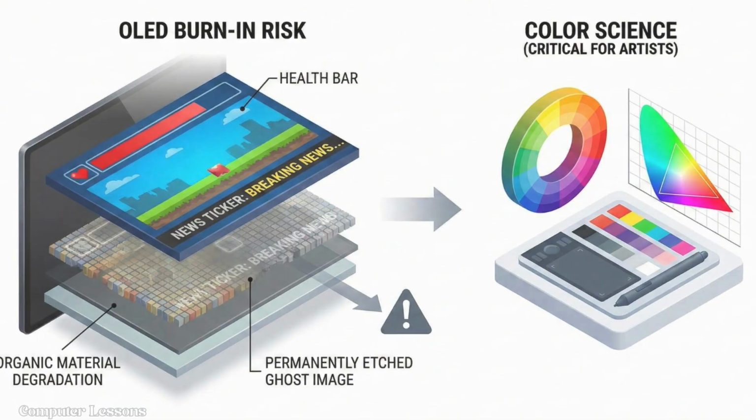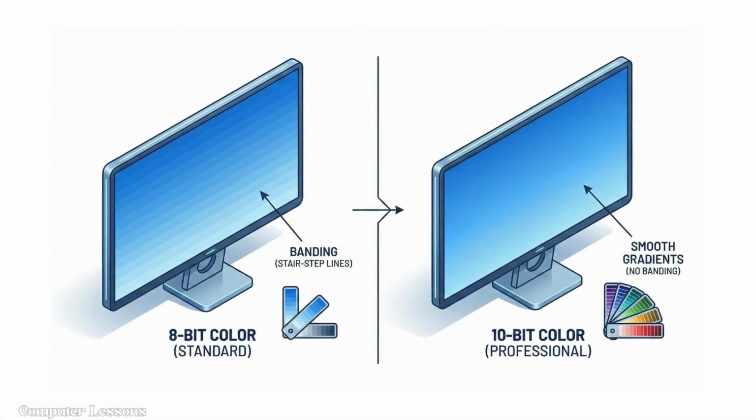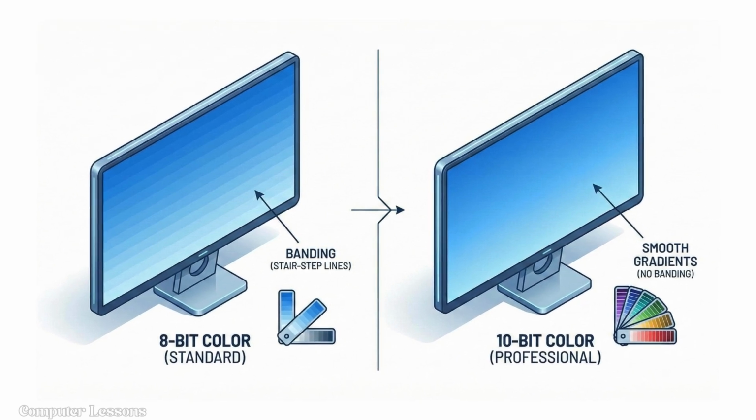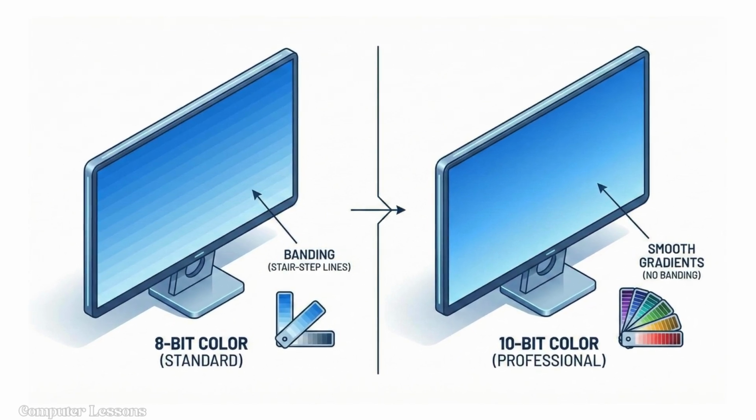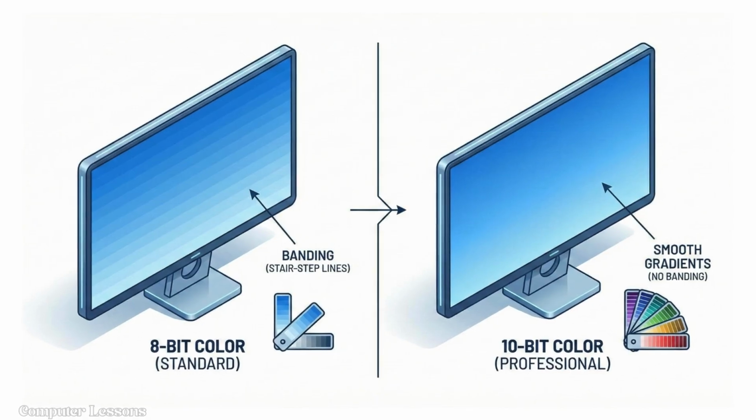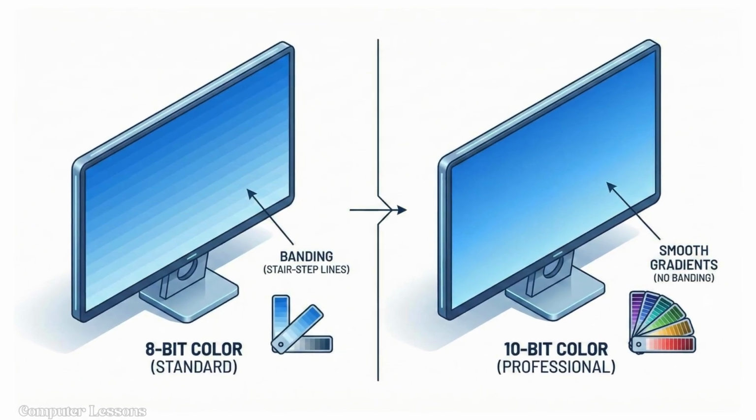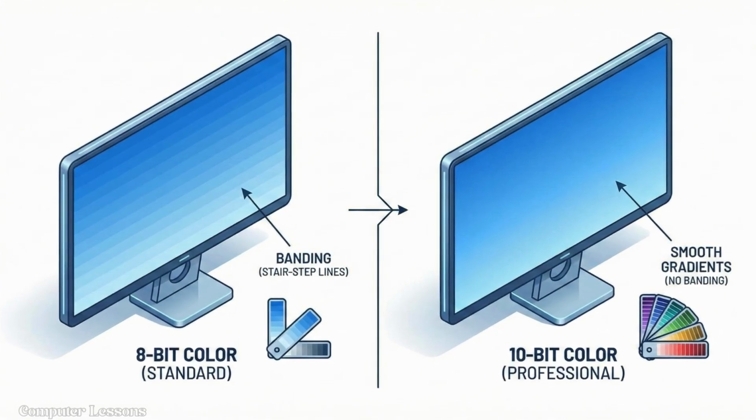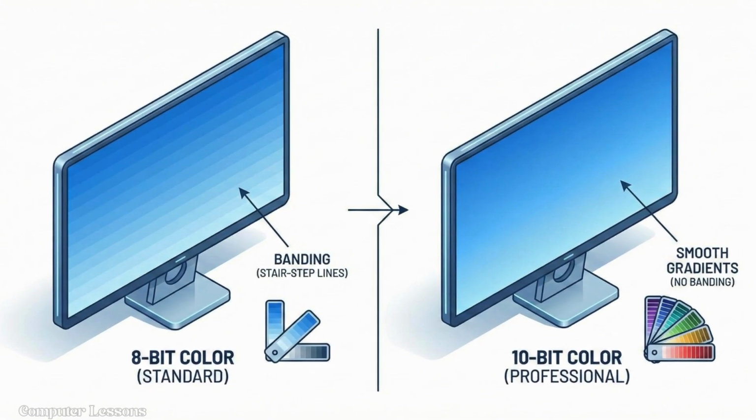Most monitors use 8-bit color, giving us about 16.7 million possible colors. But professional monitors use 10-bit color, providing over 1 billion colors. This eliminates banding, those ugly stair-step lines you sometimes see in a picture of a blue sky, making gradients look perfectly smooth.